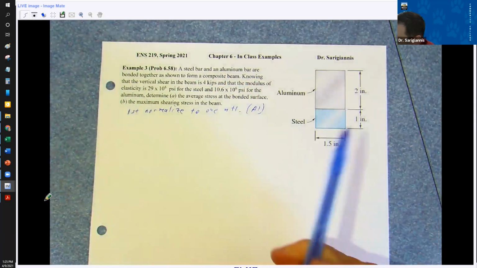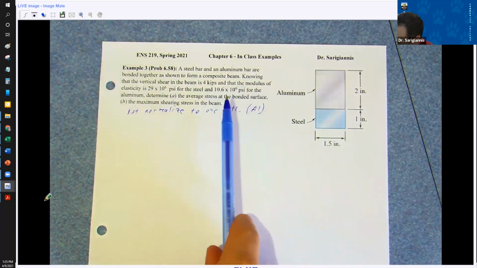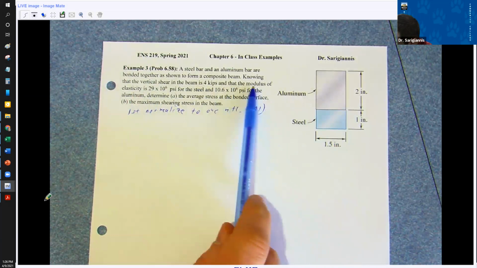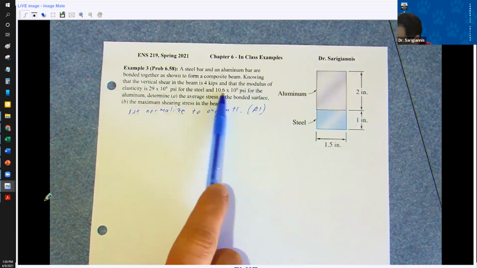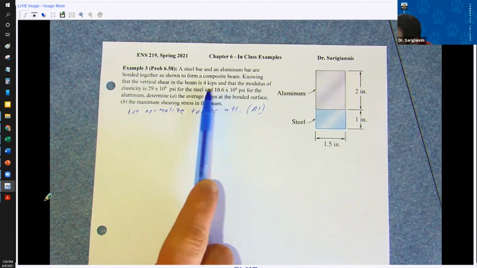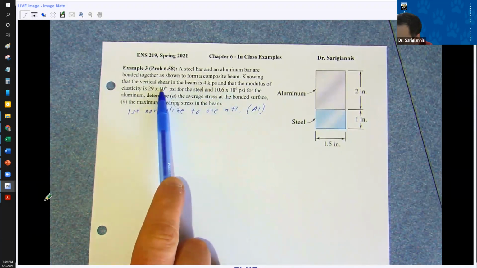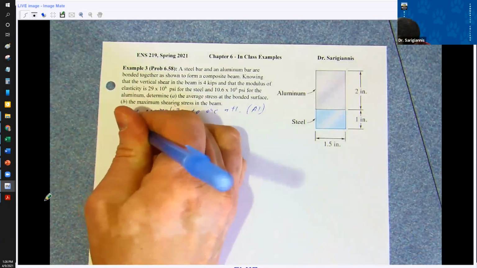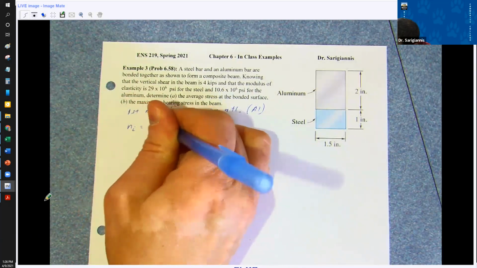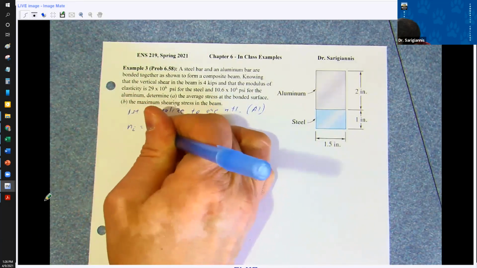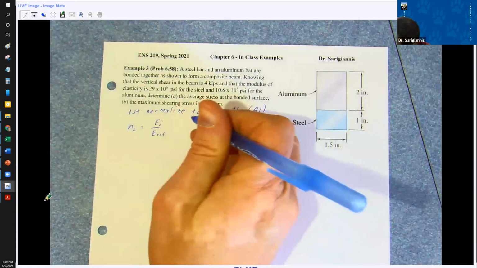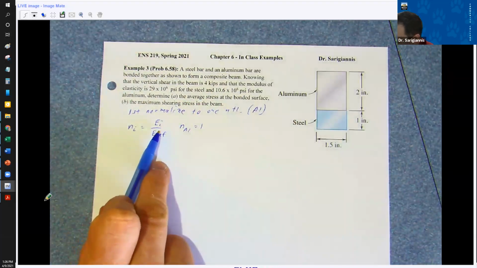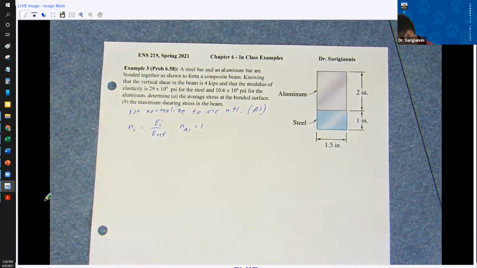So I'm going to say, I think it's probably a little easier to visualize. Aluminum has a stiffness of, where is it? Oh, steel, 10.6 times 10 to the 6th, right? And the steel is 29 times 10 to the 6th PSI. So the way we need to look at this is n_i equals E_i over E reference, right? So for aluminum, this is just 1, right? The Young's modulus of aluminum over aluminum is 1.